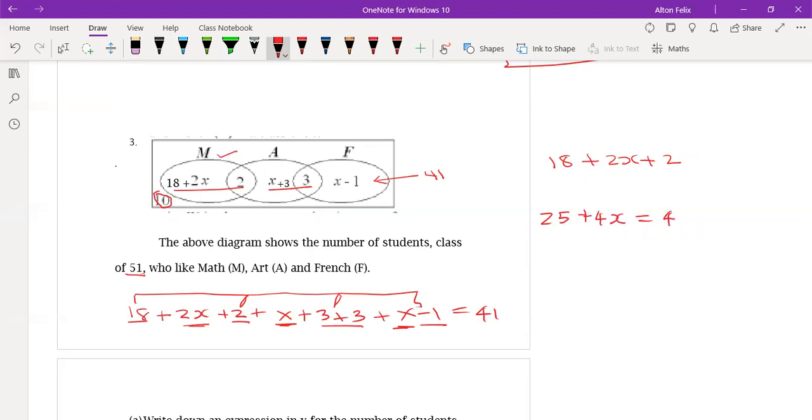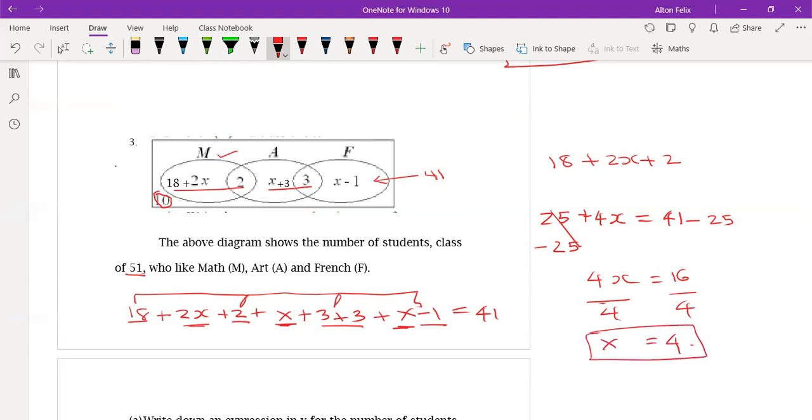equals 41. We subtract 25 on both sides, so this will cancel out. We are left with 4x equals 16. So we can now divide by 4, and x will give us 4. 16 divided by 4 is 4. So we have solved for x. Let's see if we can answer the question that is asked now.